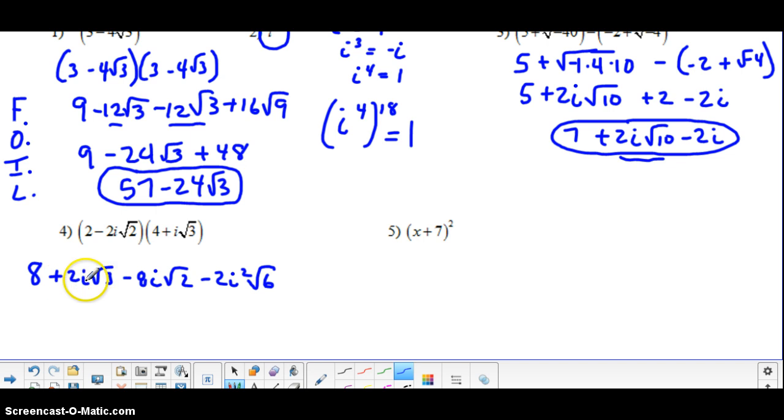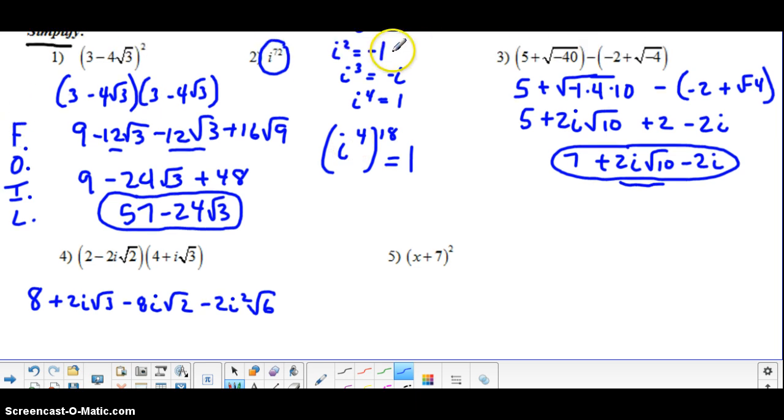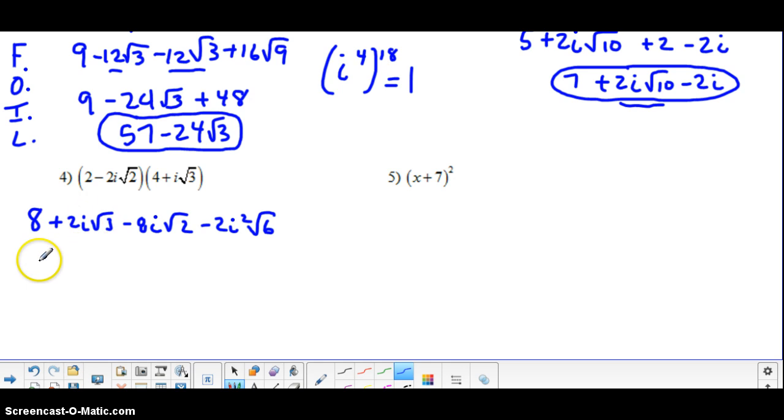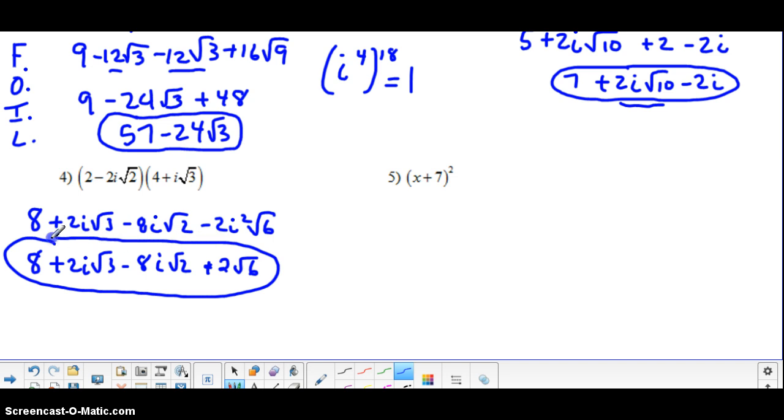And none of these are like terms, but I can simplify i squared. Remember, i squared is our negative 1. So we're going to plug that in. And negative 2 times negative 1 would make that plus 2 square root 6. Okay, so none of those are like terms, so we're done. We're simplified.